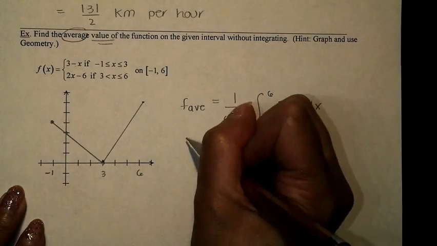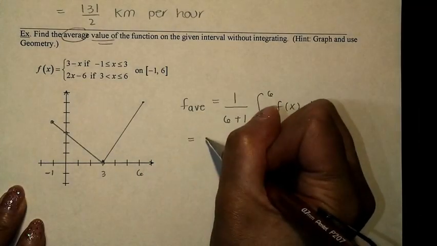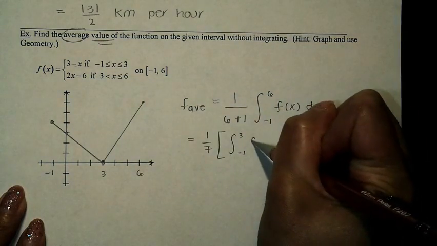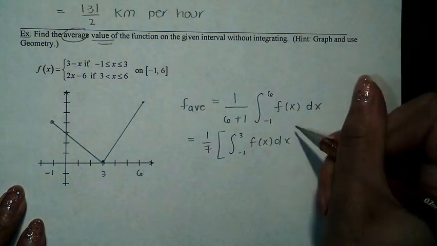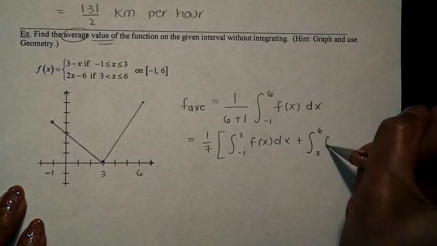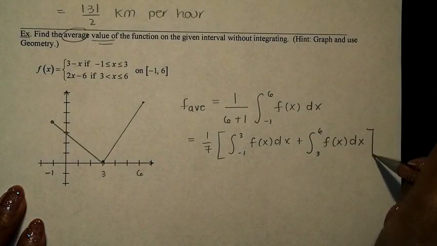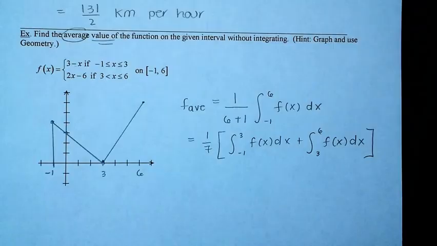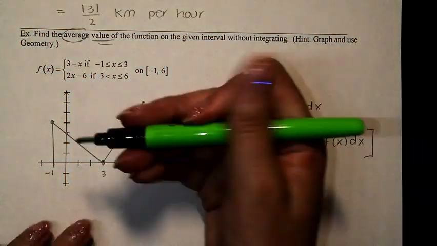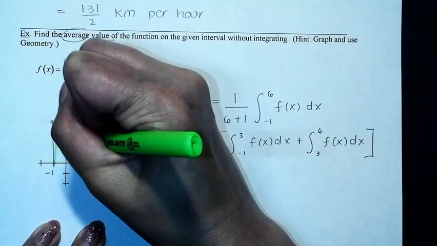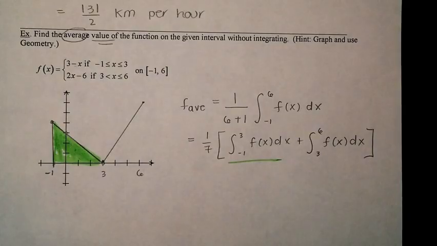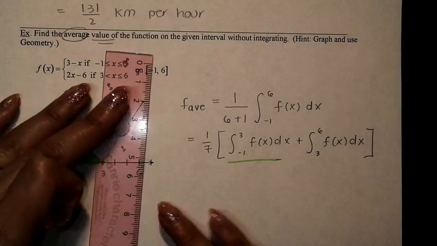I'm going to split them here so you can see that it's very beautiful. 1 over 7, and then I would have from -1 to 3 of f of x dx, plus from 3 to 6 of f of x dx. Why? Because you can see that from -1 to 3, let's do colors here. Okay, you're going to have this area, all of this. This is going to be green. But if we look at the other part, it's going to be from 3 to 6.